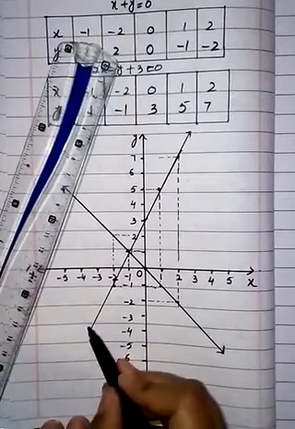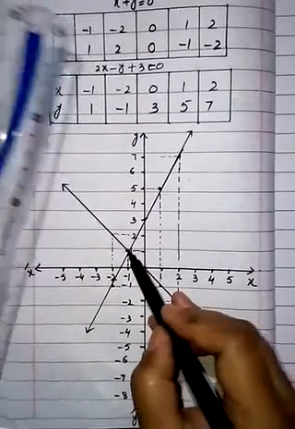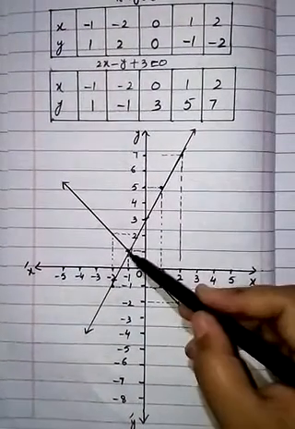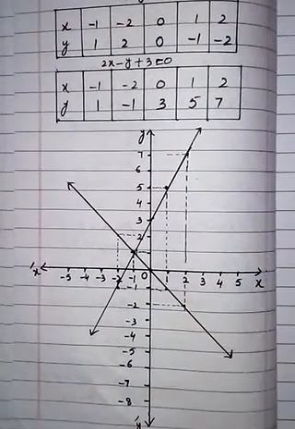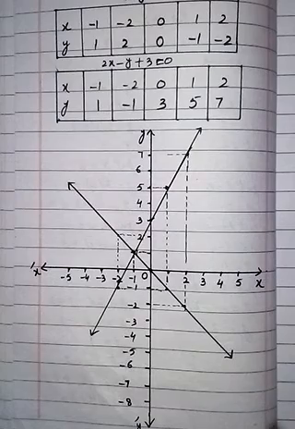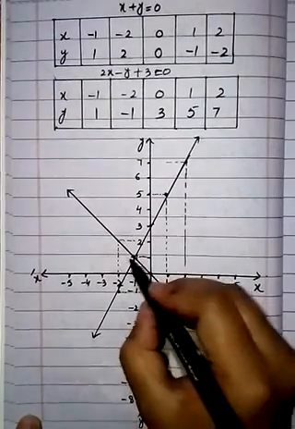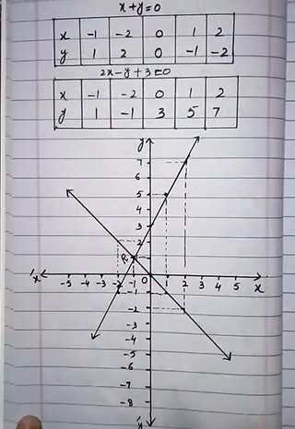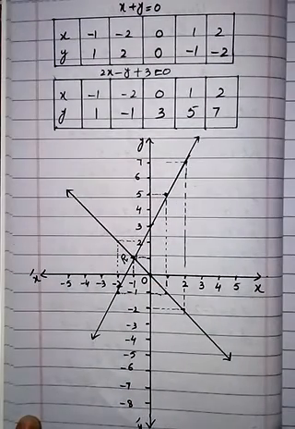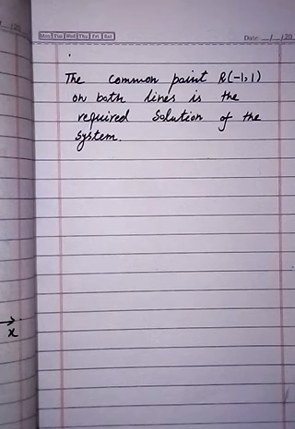Check that both linear equations meet at this point, and here x is minus 1 and y is 1. So its solution set is this common point named as R. Now write the last answer statement. Hence the common point R (minus 1, 1) on both lines is the required solution of the system.